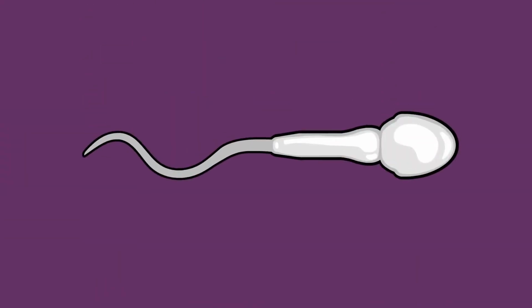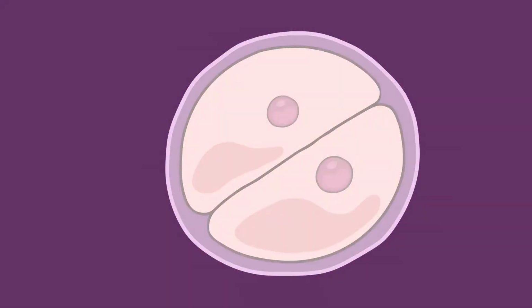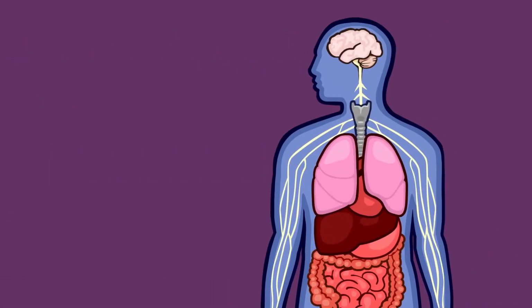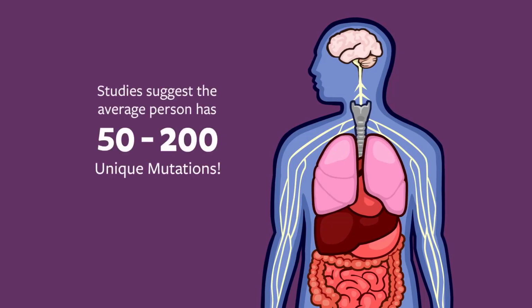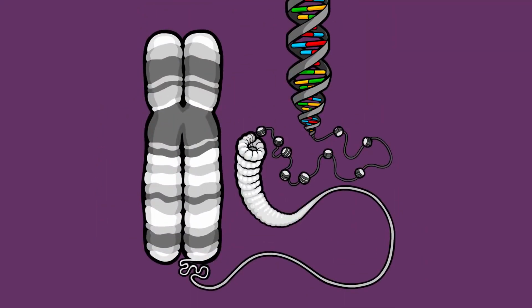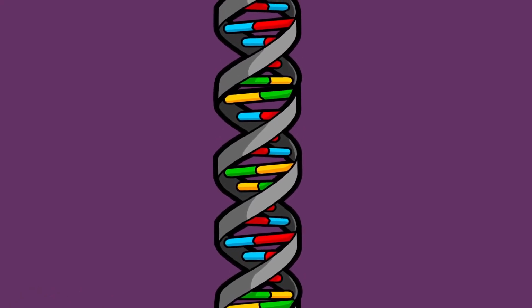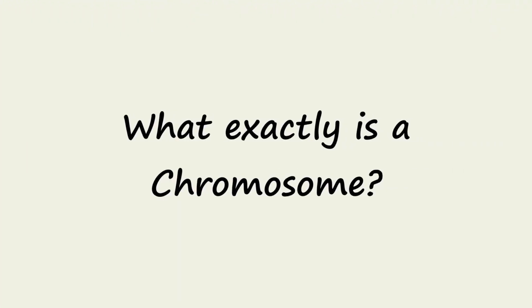These mutations occurred either in the sperm or egg, which fused to make you, or they occurred early on in your development, making it into all or many of your cells as you matured. These unique mutations represent brand new genetic information, sequences of DNA that may have never been seen before in the history of the cosmos. So, to sum things up, what exactly is a chromosome?